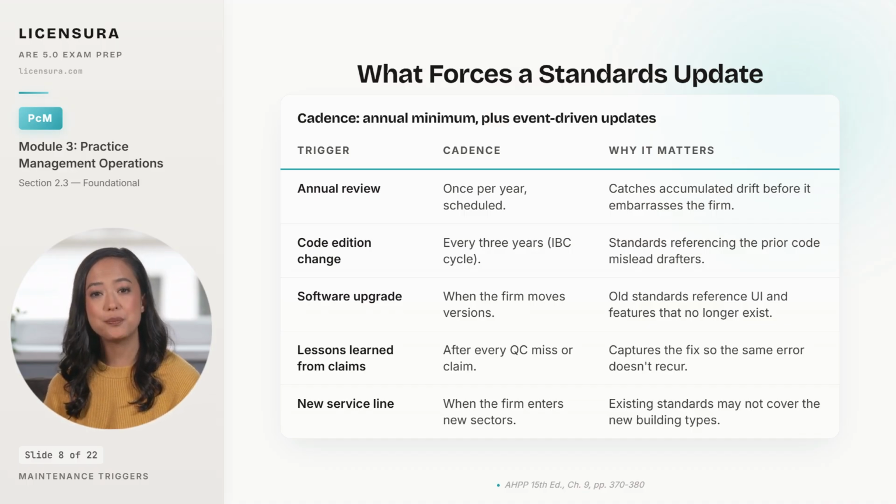Software upgrades are the trigger most firms forget. When the firm moves to a new version, the old screenshots and feature references mislead staff. Lessons learned from claims or QC misses are the highest value updates. Every time the firm absorbs a claim from a missed condition, the fix has to be captured in the standard. And a new service line is the 5th trigger. When the firm enters a new sector, the existing standards may not cover it and need to be extended. When maintenance lapses, the symptoms show up on projects before anyone notices the standards have rotted.